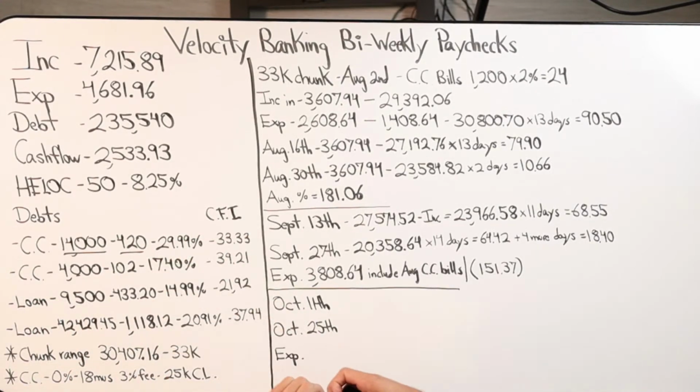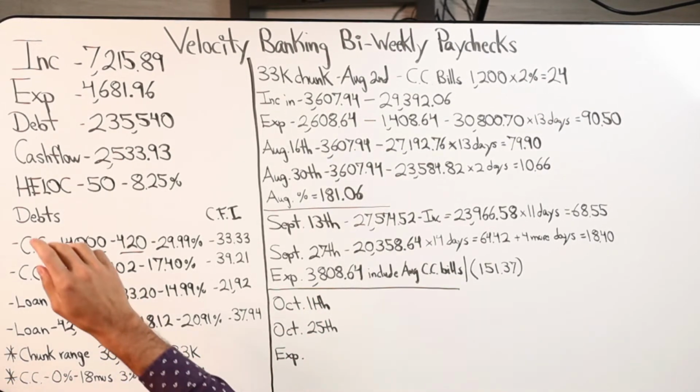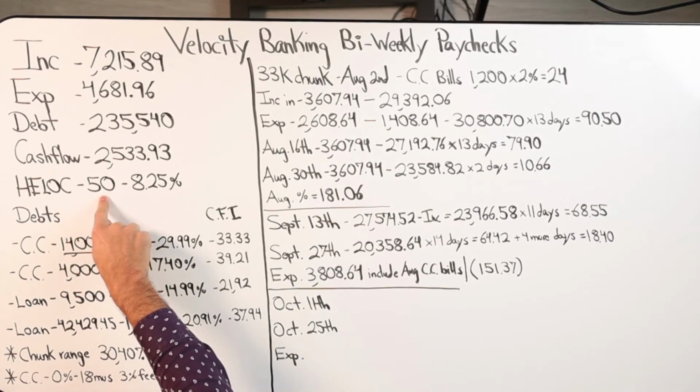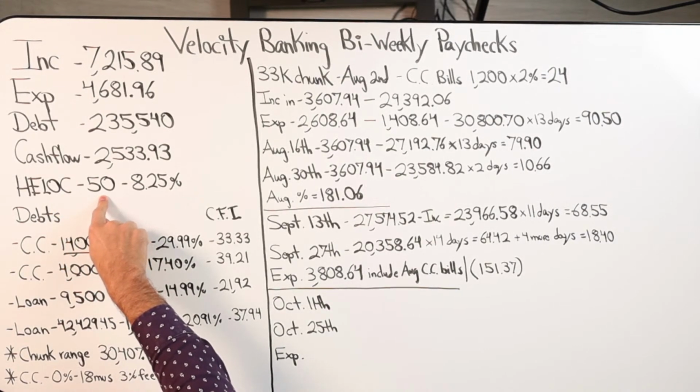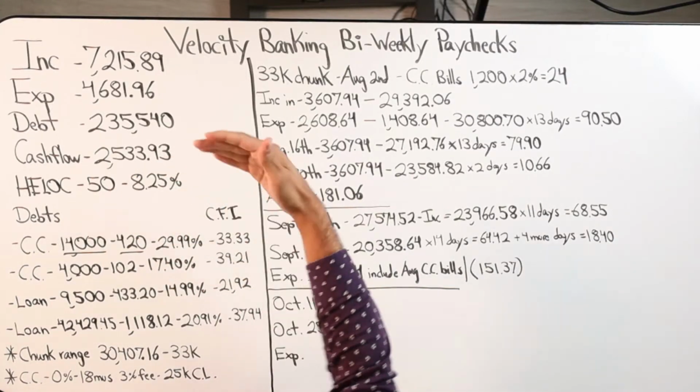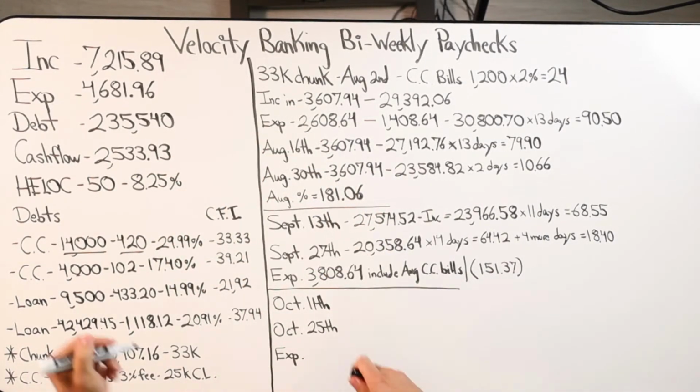Now we need to determine our chunk range. What's our chunk range? Students, how do we develop this? How do we come up with it? So what I do is I take the credit limit of the line of credit that we're dealing with, and I times that by 66%, okay?